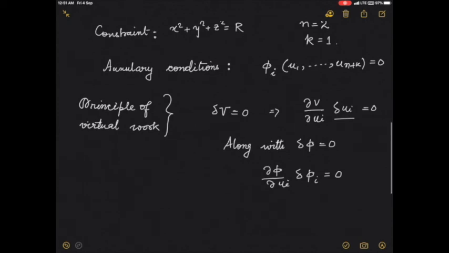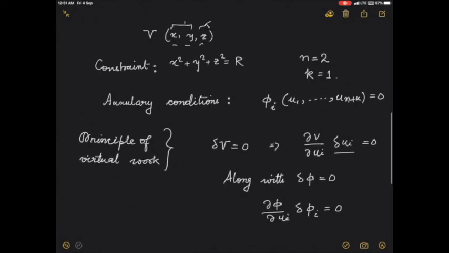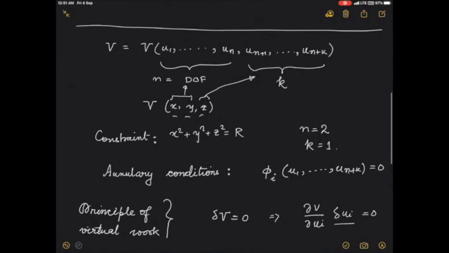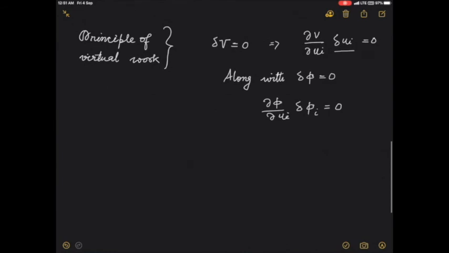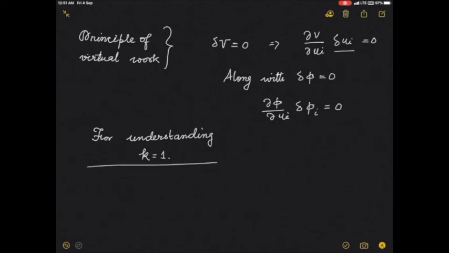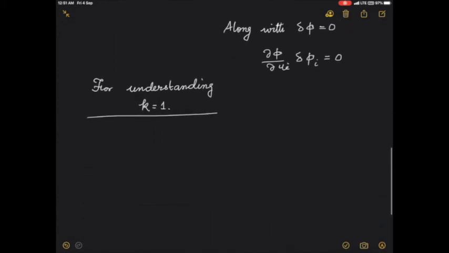Okay, so I have these two equations, and here there can be k such constraints, but just for understanding purposes, let us choose k equals to 1. Otherwise, it will be extraordinarily complicated to start with. So it is better to work with something we can understand easily, and then we can generalize. Okay. So for understanding purposes, let us choose k equals to 1.